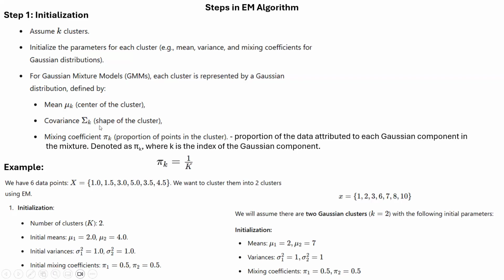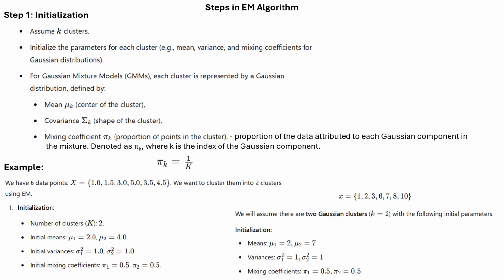And what is this mixing coefficient? It is the proportion of points in each cluster. The mixing coefficient is denoted by pi k, and k is the index of the Gaussian component, or you can say the cluster. In most cases we will choose pi k as 1 by k, where k is the number of clusters. If it is three clusters, pi k is 0.33. That means you're assuming each cluster has an equal number of points. So these are the initial values that you assign to the parameters of the cluster.